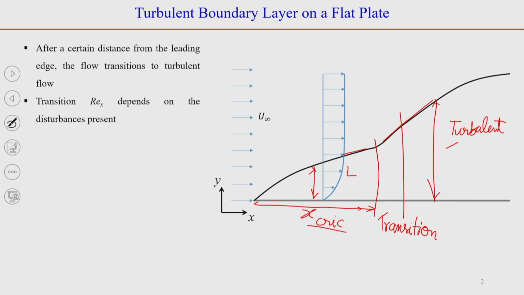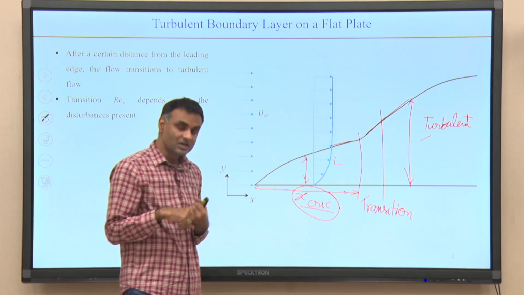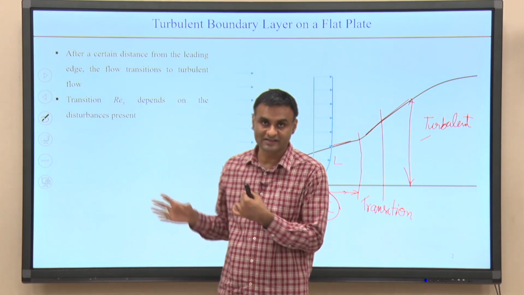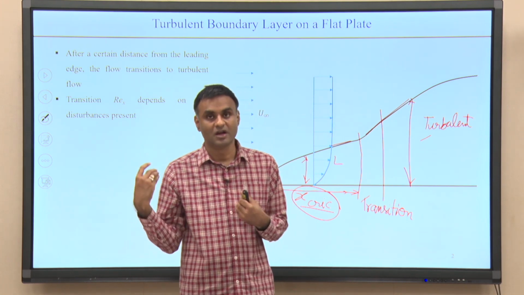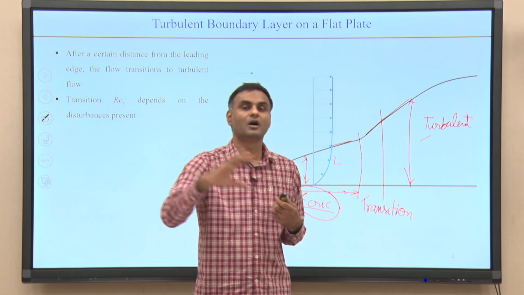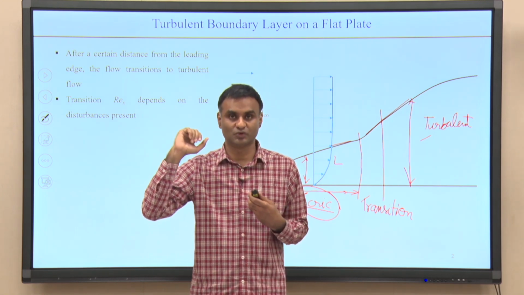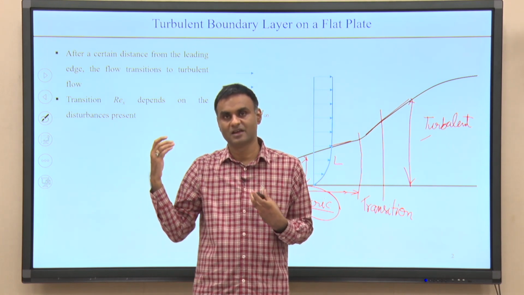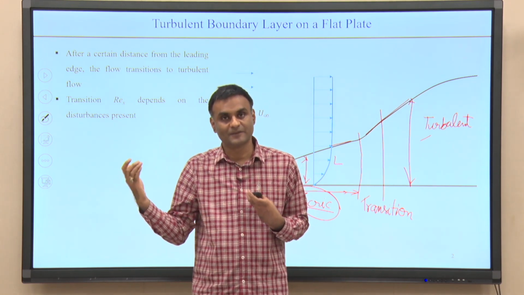Now, the next question is, what is the number for x critical? It will depend on a number of factors. The first and foremost is, of course, that the plate should be smooth. All the analysis that we have been talking about carries an inherent assumption that the pipe or the flat plate is smooth. If you have roughness on the plate, then that may trigger turbulence earlier.